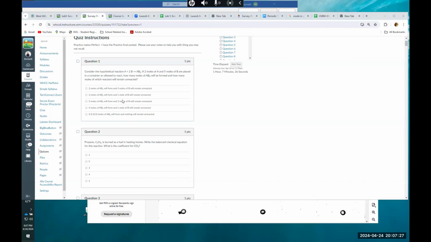Okay. Considering the hypothetical reaction, A plus B yields AB2. If 2 moles of A and 5 moles of B are placed in a container and allowed to react, how many moles of AB2 will be formed? And how many moles of which reactants will remain unreacted?